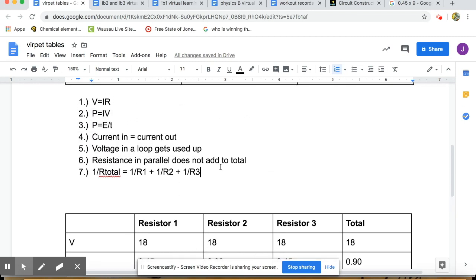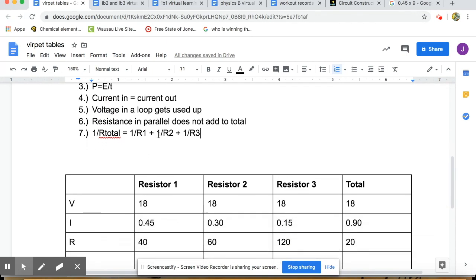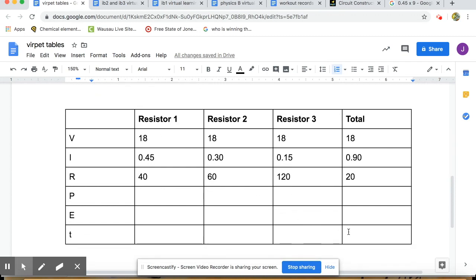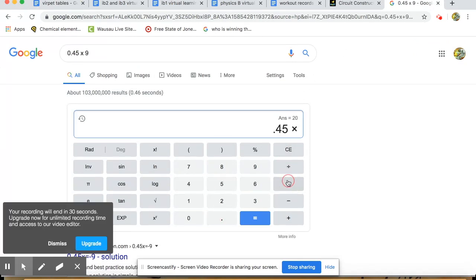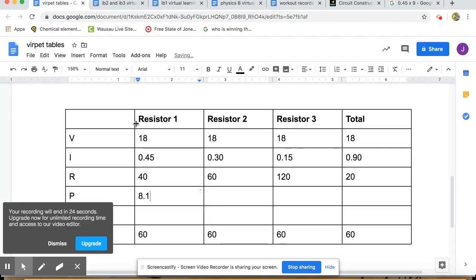Now, if I wanted to, I could figure out the amount of power each resistor used using I times V, and the amount of energy it used if I used E over T. Let's say that this ran for 60 seconds. That means that each one also runs for 60 seconds, because I couldn't run one resistor without running the other two. And then I would just use P equals IV for each part, so I would do I times V. So 0.45 times 18 is 8.1, and then I could just continue the rest of this table.